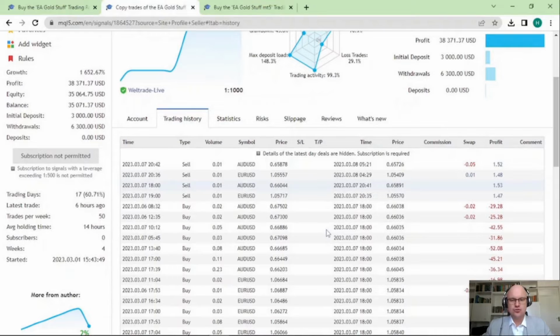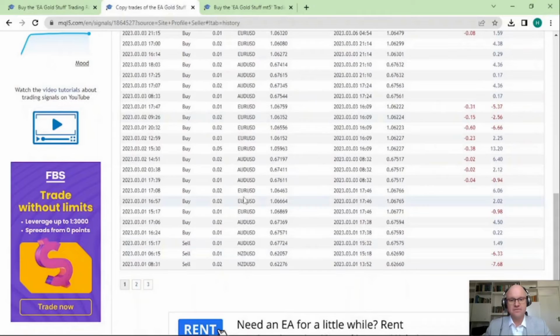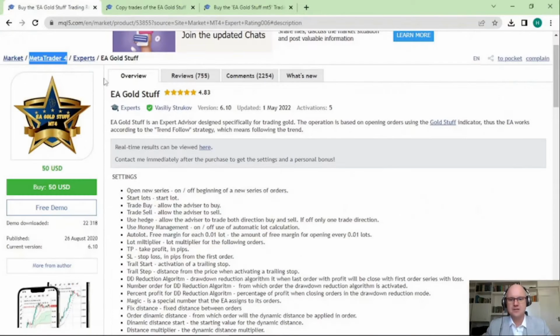So let's take a look at the trading history. You will see even on a large account, he starts with a 0.01 lot and predominantly trades the Euro USD, the Aussie USD, and some New Zealand dollar in the past. Next, let's take a look at the settings for the expert advisor. Now, the expert advisor can be traded in a multitude of different ways, and after purchasing the expert advisor, you also get a set file from the author and a personal bonus.